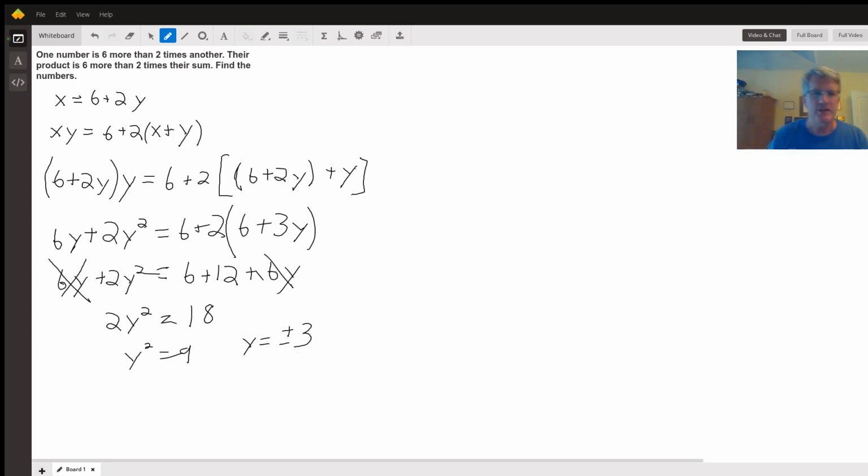Let's take a look at the case when y is equal to plus 3. We can use this equation right here to figure out what x is. In this particular case, if y is equal to plus 3, x is going to be equal to 6 plus 2 times 3, which is equal to 12. So when y is equal to 3, x is equal to 12.